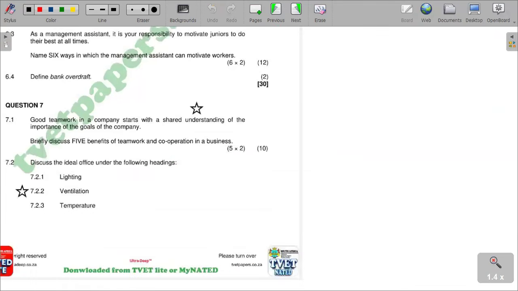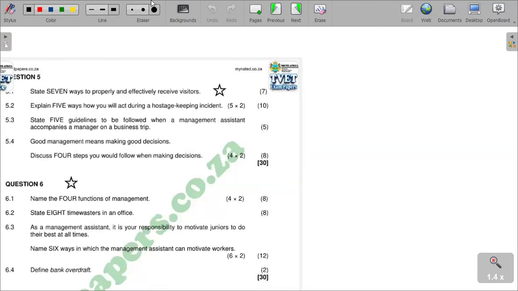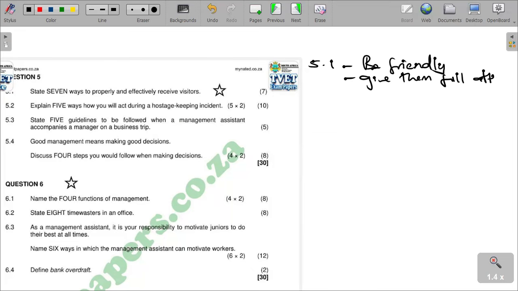Let's go to question 5. State 7 ways to properly and effectively receive visitors, right? 5.1, you're supposed to be friendly, and make sure that you give them your full attention. 3, you're supposed to quickly assess the situation.